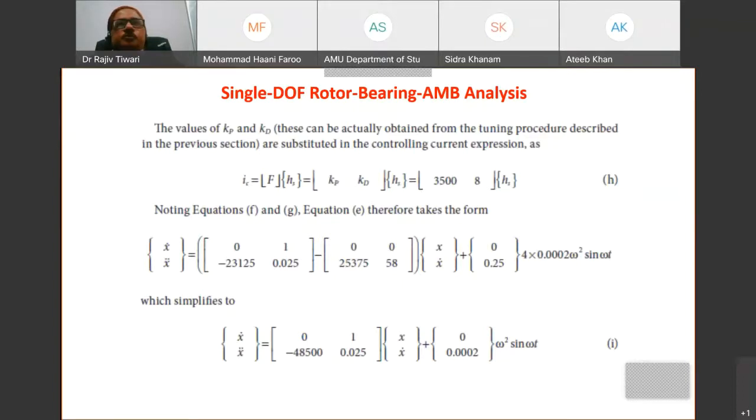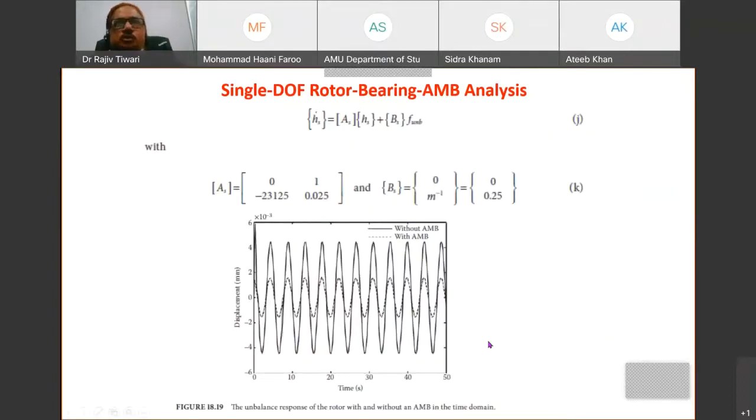So let me show the plot. This is the displacement with time. The solid line shows the displacement when the AMB is not there, because now the rotor is on the conventional bearing. So we will have motion like this when we don't have the magnetic bearing. But when the magnetic bearing is there, you can see that the displacements are getting reduced. So the vibrations are getting reduced drastically. So this is in the time domain.